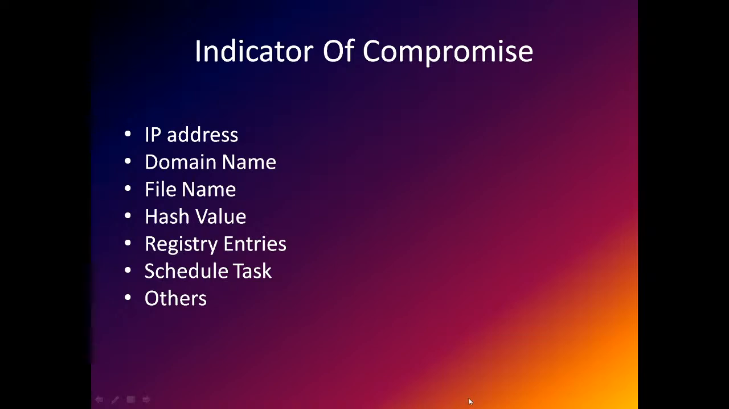Now, why are we talking about the IP address, domain, file, hash value, registry entry, and scheduled task? First understand this. IP address: any connection sent or received will be done by a machine, by a device. And a device has an IP address, either public or private. Based on the device logging, you will get the IP address, either private or public, in the log itself.